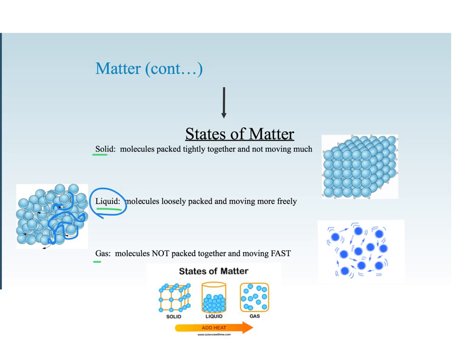Now in a gas, molecules are not packed together at all, and they're moving very fast. Okay, so we can see that they're spread out. They're not interacting at all with each other. They're just moving around each other. They're very fast and spread out. And so, the air around us is a gas.